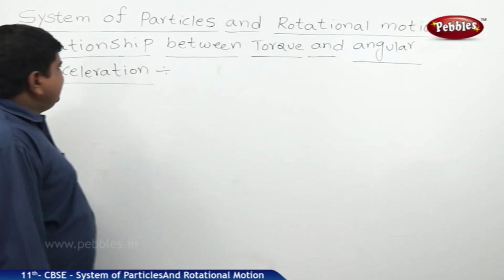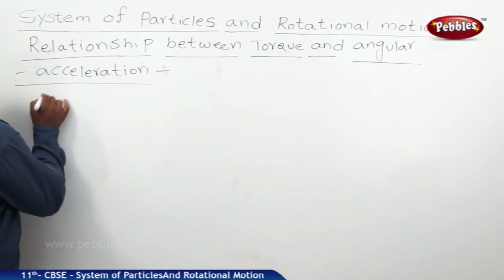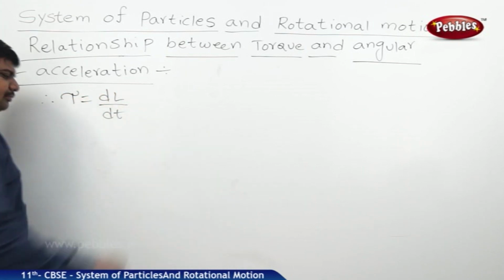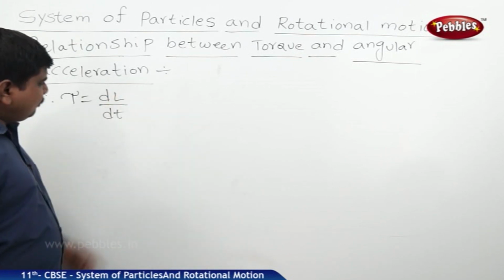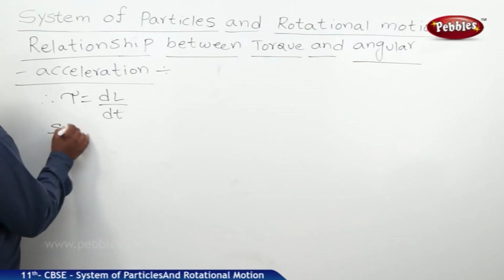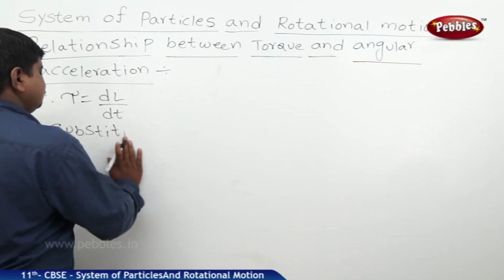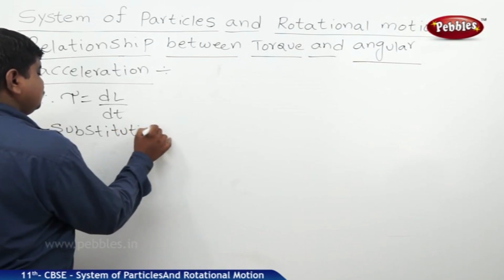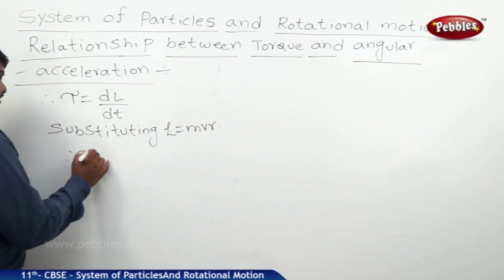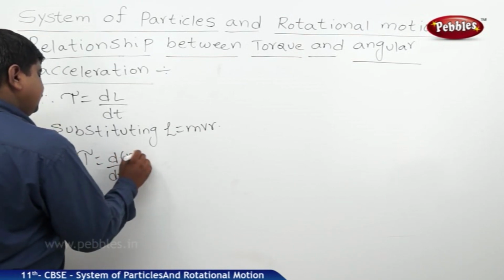The next concept is the relationship between torque and angular acceleration. We have seen that tau is equal to dL by dt. We know that L is equal to mvr. Now I am substituting L is equal to mvr in this differential form of the equation. Therefore, tau is equal to d by dt of mvr.